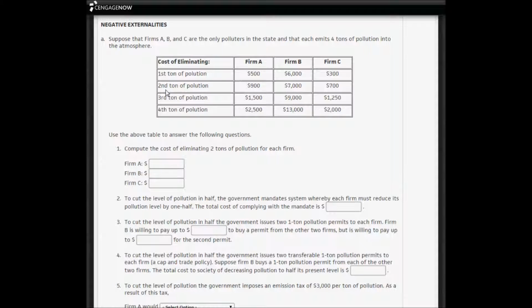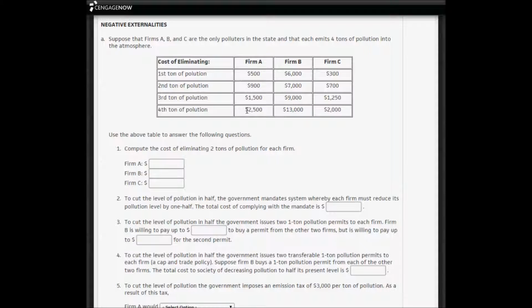In row 2, each firm has reduced pollution by 2 tons. The elimination of the second ton of pollution costs firm A $900, firm B $7,000, firm C $700. In the third row of the table, each firm has reduced pollution by 3 tons. That third ton of pollution reduction costs firm A $1,500, firm B $9,000, and firm C $1,250.